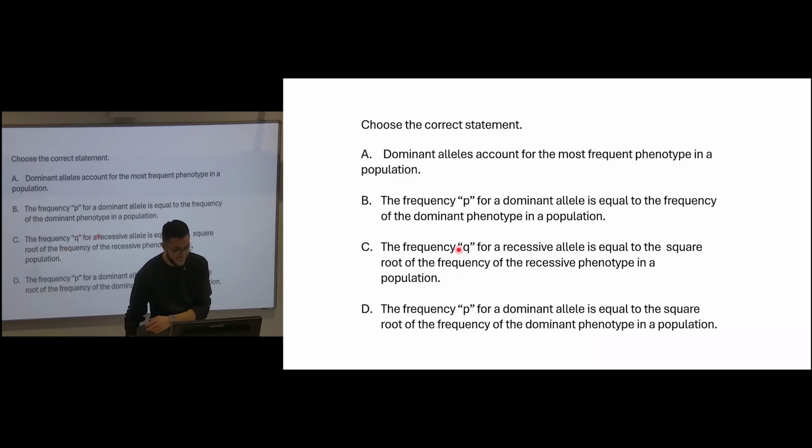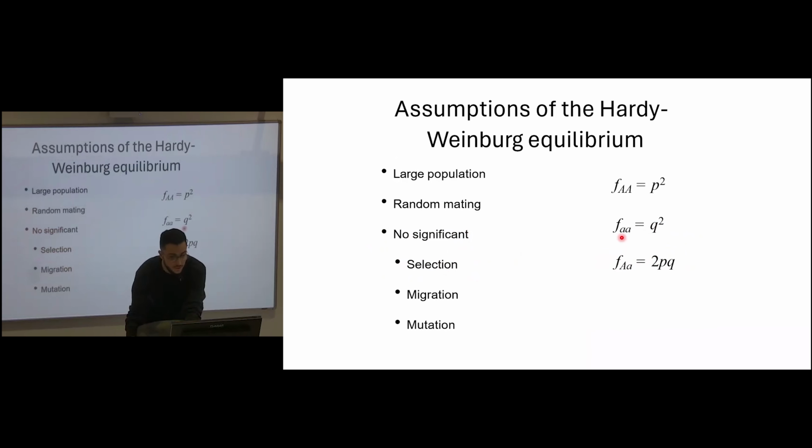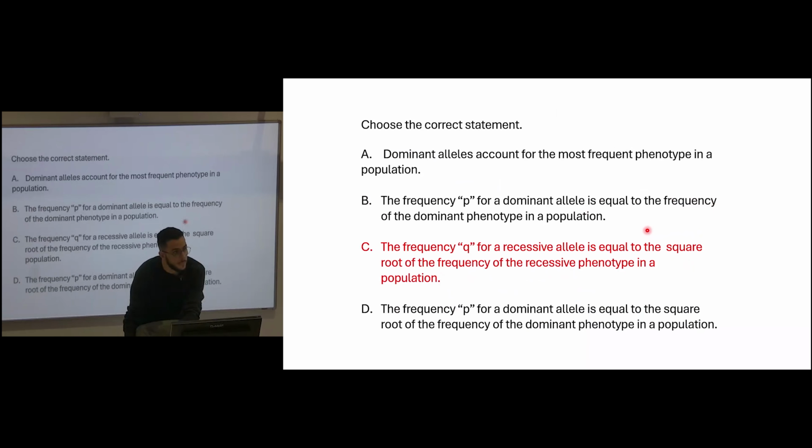So it's C. The frequency of Q for a recessive allele is equal to the square root of the frequency of the recessive phenotype. And if you go like this, and you look at this here, this is the rule I'm talking about. The dwarf example. Yeah. So, is it the same question? Something else? Okay. Let's remember that.